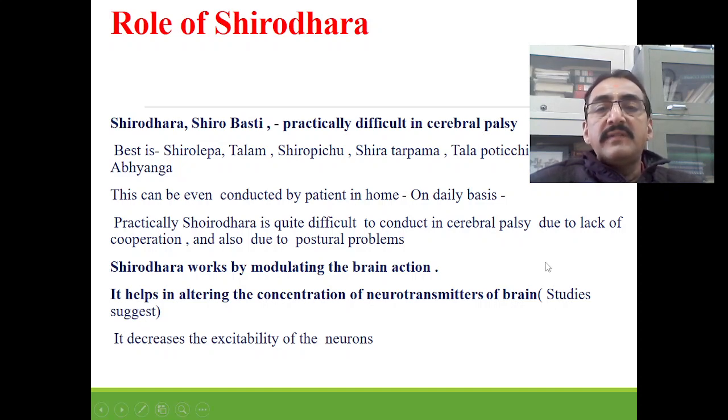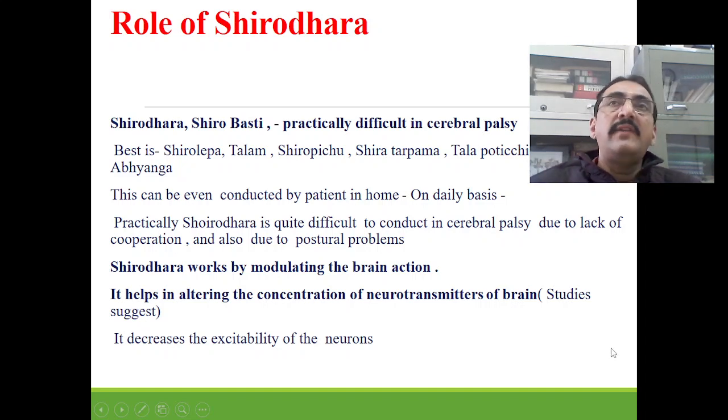So in the last class we were discussing the Ayurveda treatment of spastic cerebral palsy. Today we will continue the same. In the last class we discussed Sodhana, especially Swedana, where we saw different types of Swedana procedures and what different options can be practiced. Now, today we will see the Shirodhara.